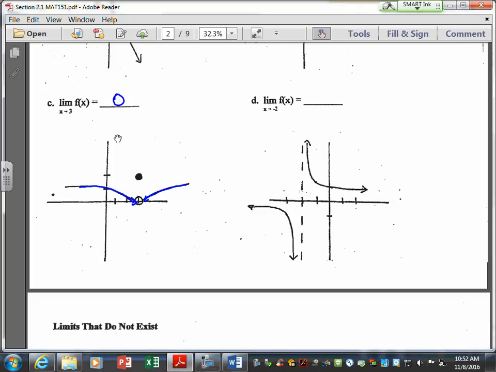Limit of f of x as x approaches -2. So here's -2. So as I'm going to -2, I'm down here, arrow pointing down, headed towards -infinity. But if I'm approaching it from the other direction, +infinity. So how can I possibly say what the limit's approaching? What's your conclusion? Does not exist. Okay? Does not exist.